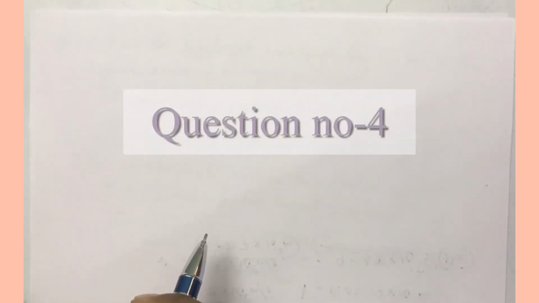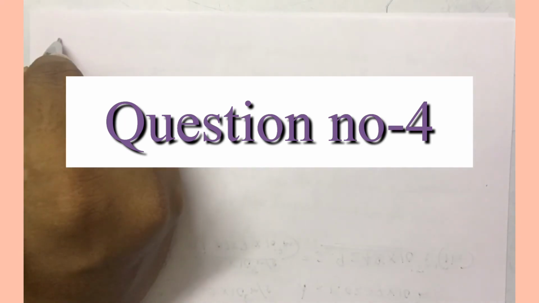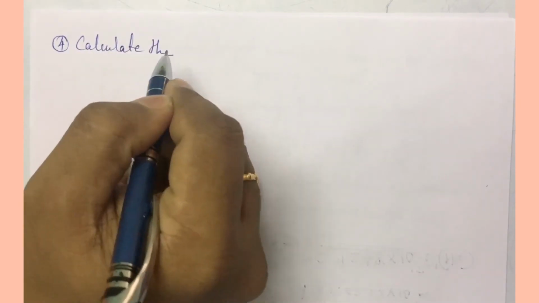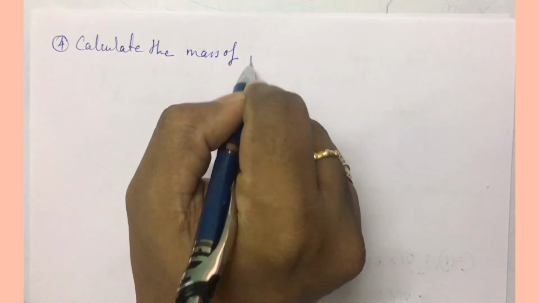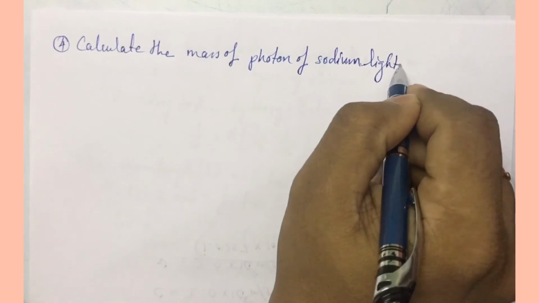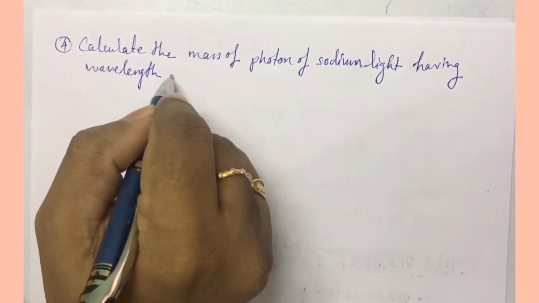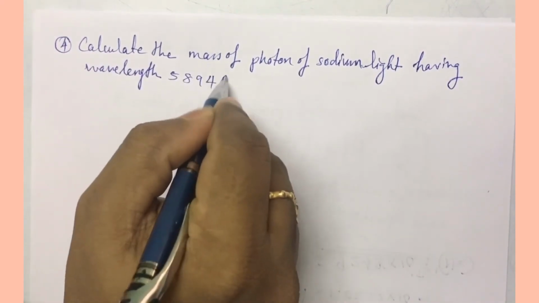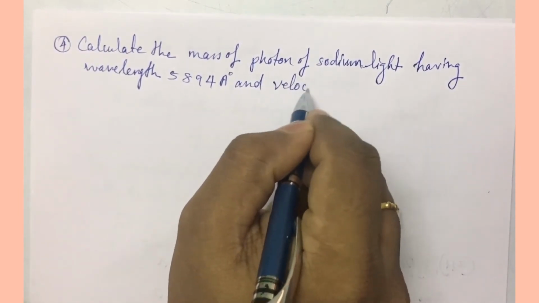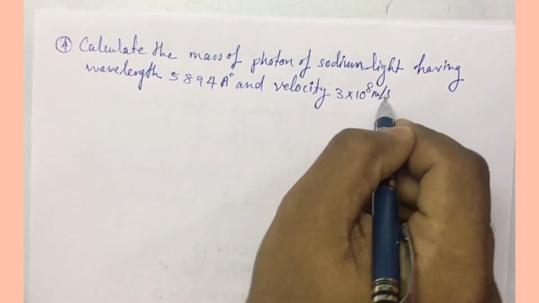Okay children, next we are going to do a question related to the de Broglie relationship. That is our fourth question. Calculate the mass of photon of sodium light having wavelength 5894 angstrom and velocity 3 into 10 raised to 8 meter per second.